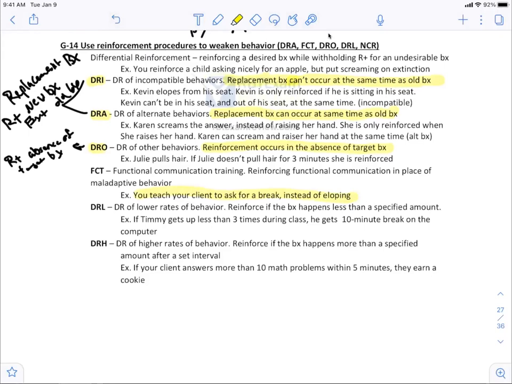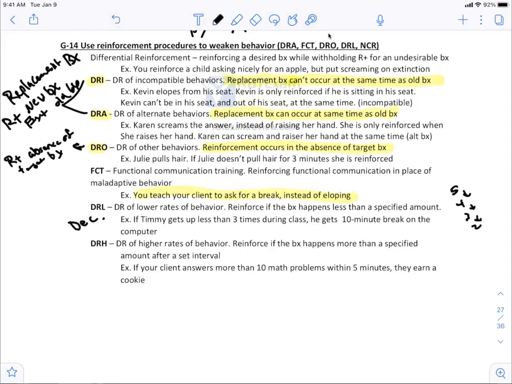DRL, lower rates of behavior. Reinforce if the behavior happens less than a specified amount. So if Timmy gets up less than 3 times during class, he gets a 10-minute break on the computer. With DRL, you might have started at Timmy gets up less than 5 times. You slowly reduce it: 4, 3, 2. It's not like you're trying to eliminate it entirely. You just want those rates to decrease. DRH is the opposite.